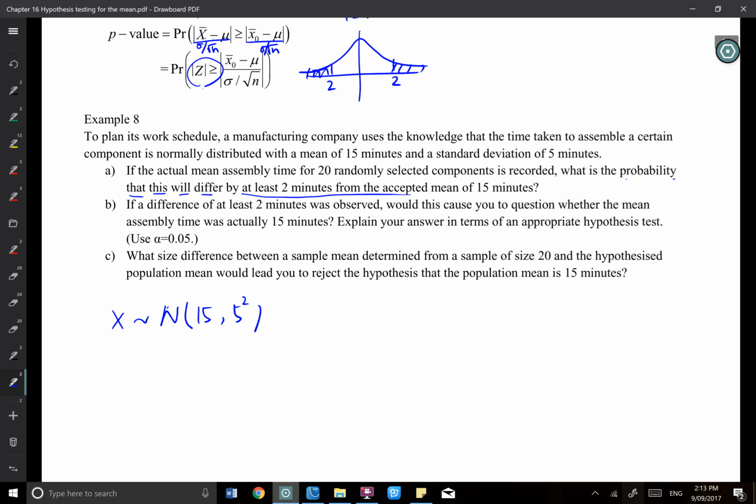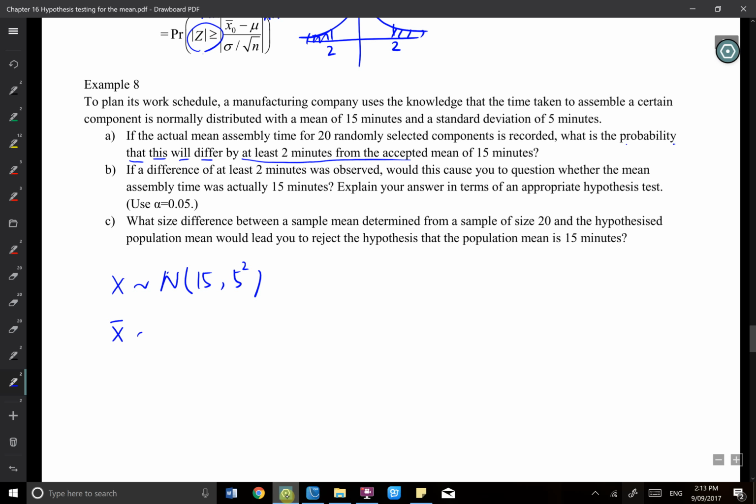So what I'm looking for is, let's say we have x bar. Just go step by step. We have a normal distribution with mean 15, still 15. Standard deviation is 5 divided by the square root of how many? 20. So it's a normal distribution with that. What I want to observe is something that differs by at least 2 minutes from the actual mean.